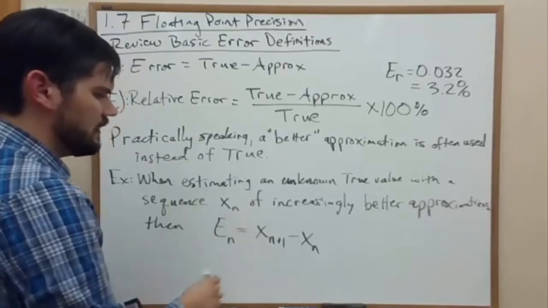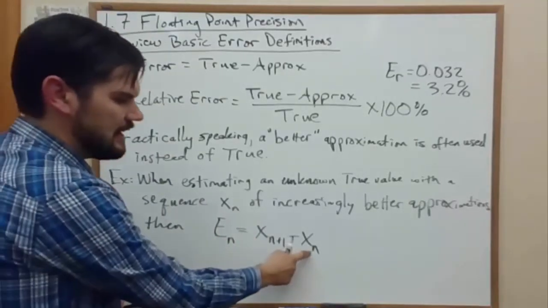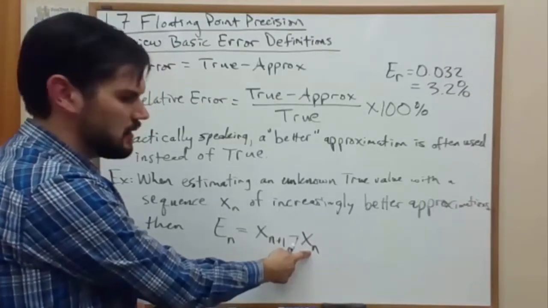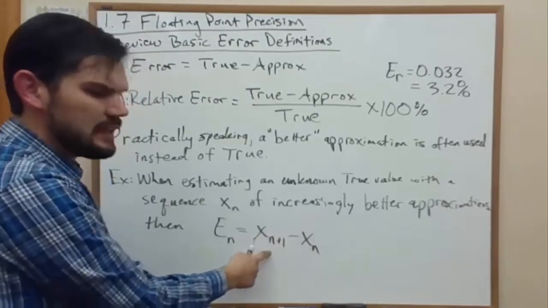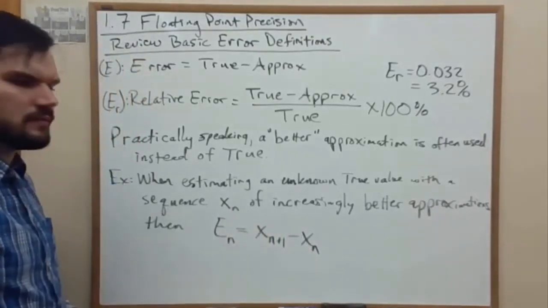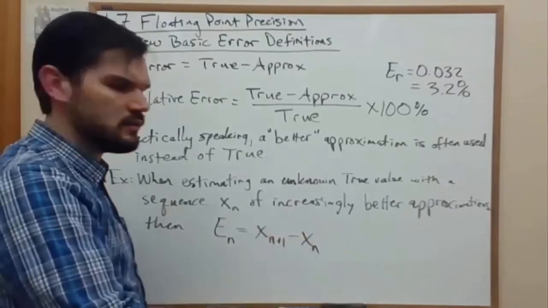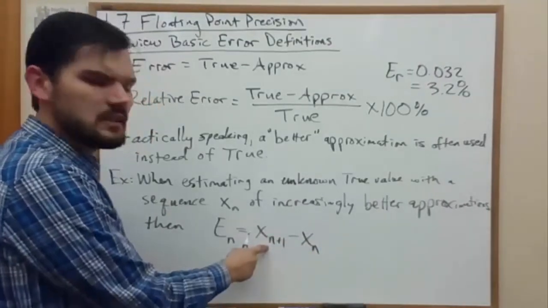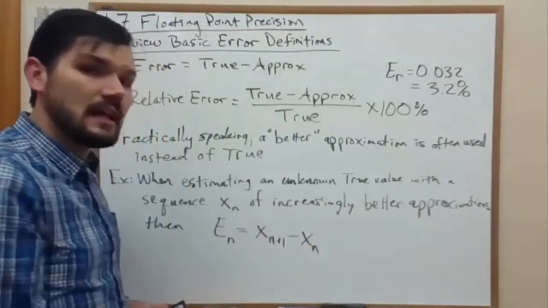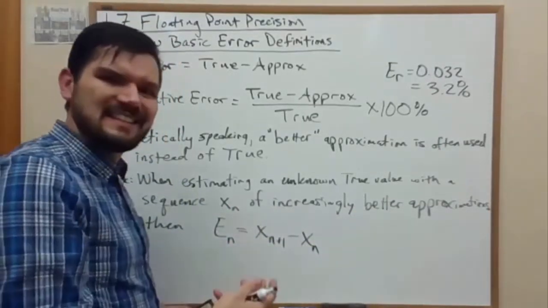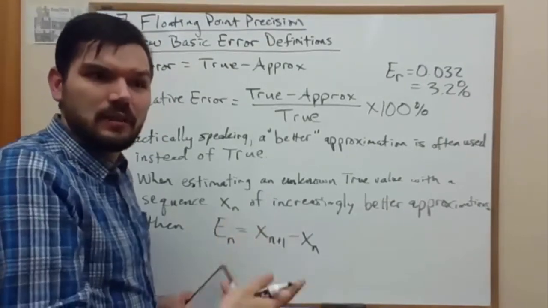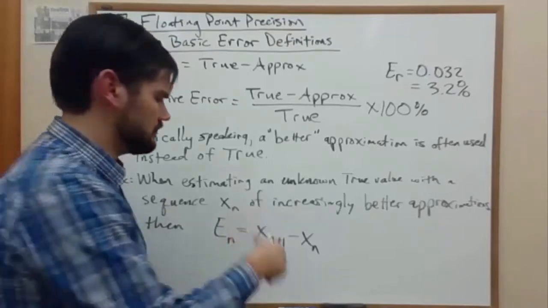We'll say the error at the nth iteration is best approximated as the next best approximation minus that approximate value. And as you get closer and closer and closer to the true value, this one's a little bit closer than that one. You're assuming that you're getting increasingly better. So that's a big assumption. But it does allow us to practically estimate the error when in reality we cannot.